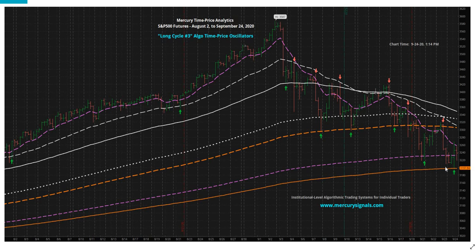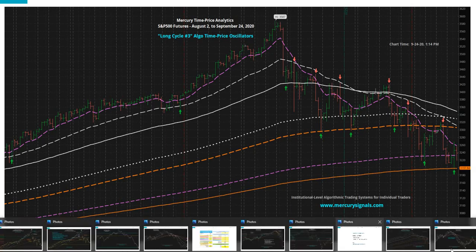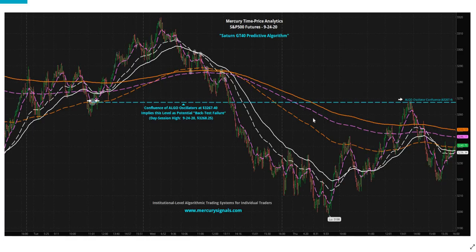So I want to show you one more chart. And this is the chart that gave us the high today. Now, this is our Saturn GT40 predictive algorithm. What's cool about this is you look at the peaks and the troughs in the slope of the purple and the two white lines and the orange line. Those peaks and troughs tell you where resistance is going to be before it gets there.